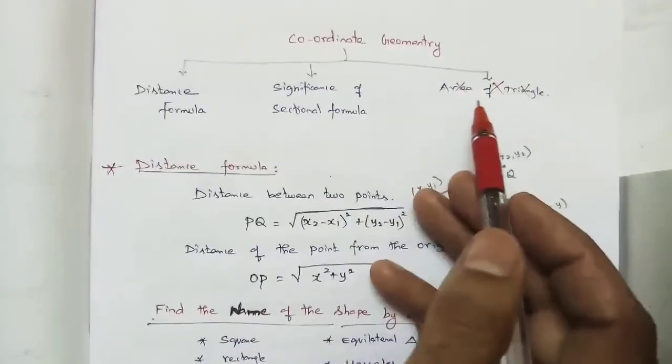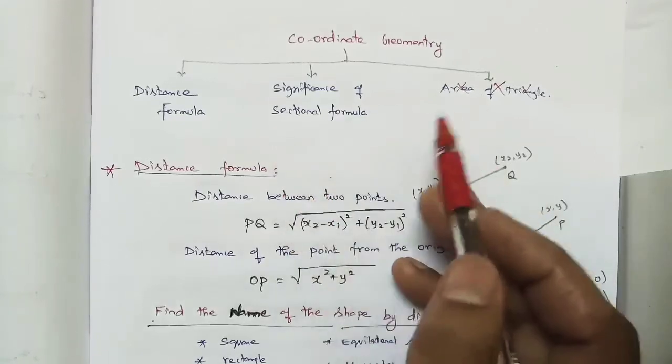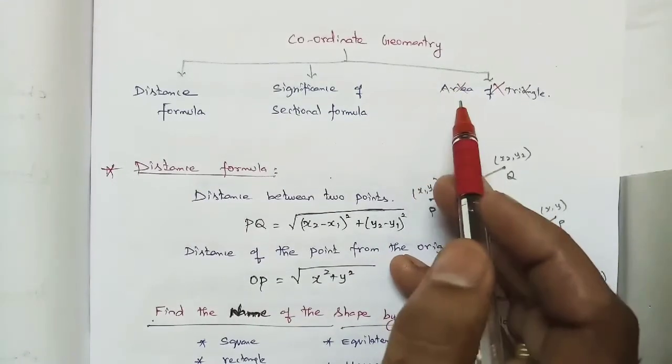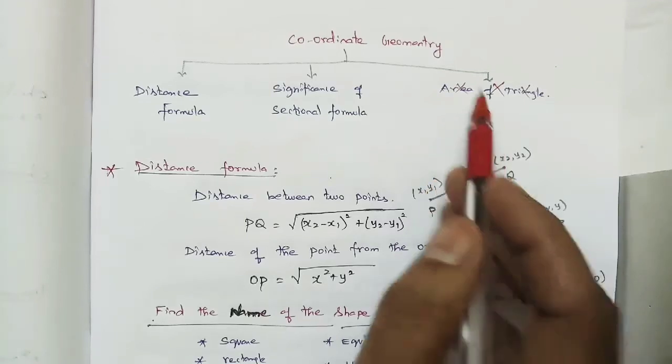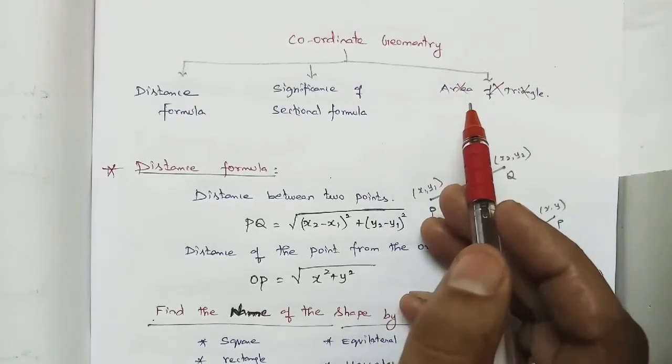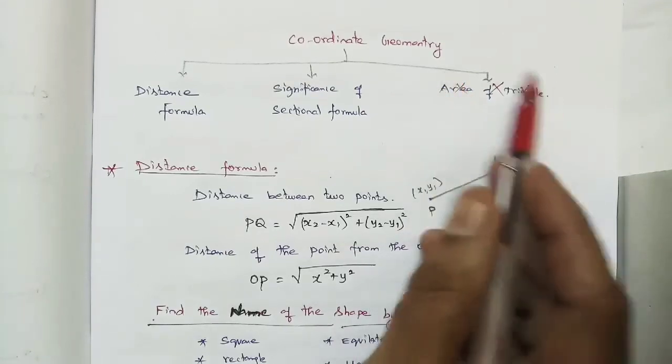And the third one is the area of triangle. This area of triangle has been deleted. Actually, among these three, it is very, very easy, and we can expect some questions in the public exam from this concept. I will always expect some from this concept alone.